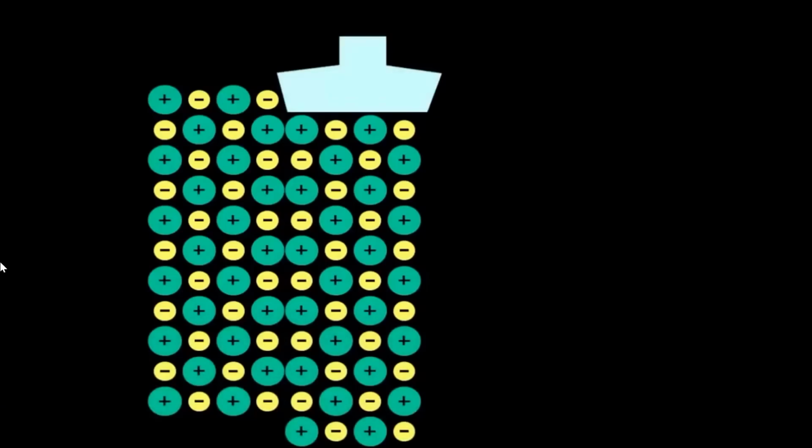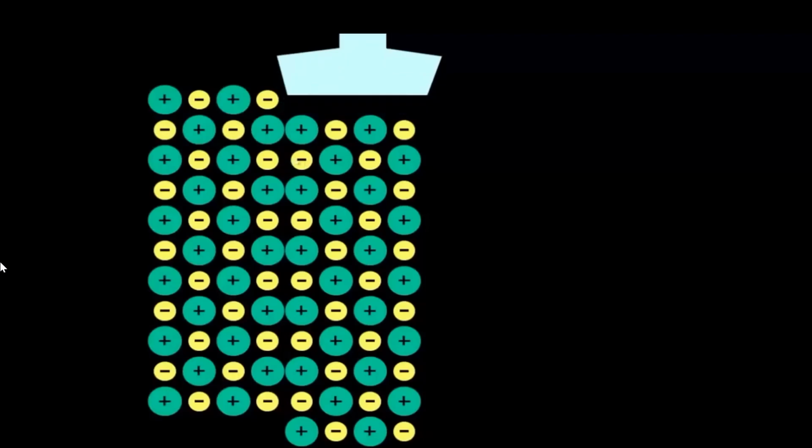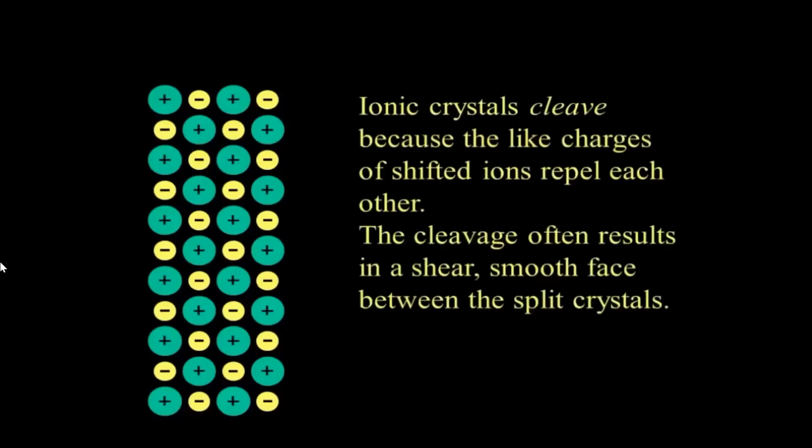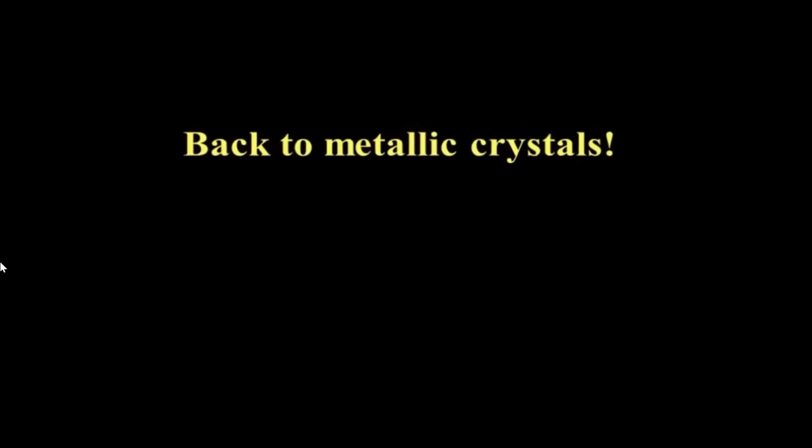So no matter how you hit it, you're always going to come to some point where like charges are lined up. And so if like charges are lined up, the result is going to be a great deal of repulsion, and that's going to split the crystal. Off it goes. And when ionic crystals cleave, they often leave a very sheer, smooth face if you do it carefully because of the way the opposite charges line up. All right, back to metallic crystals.